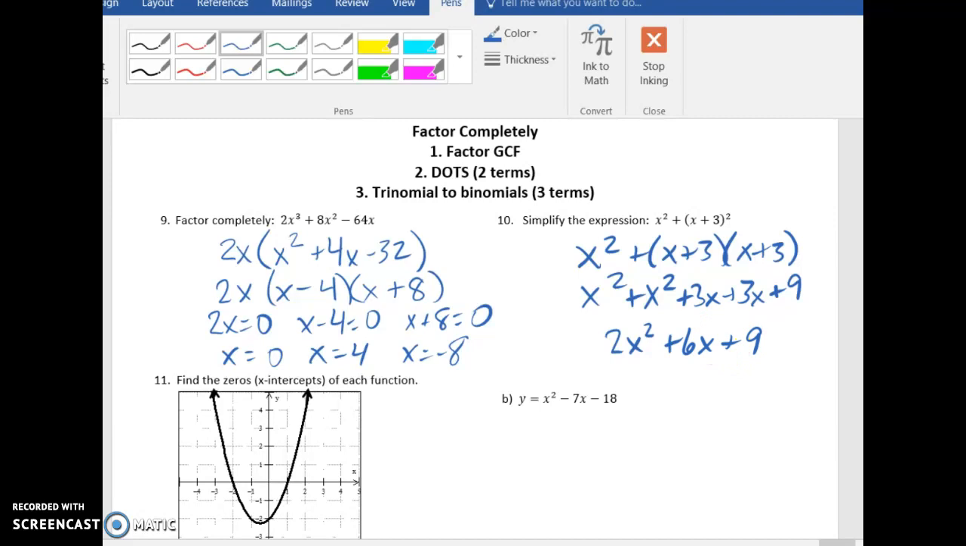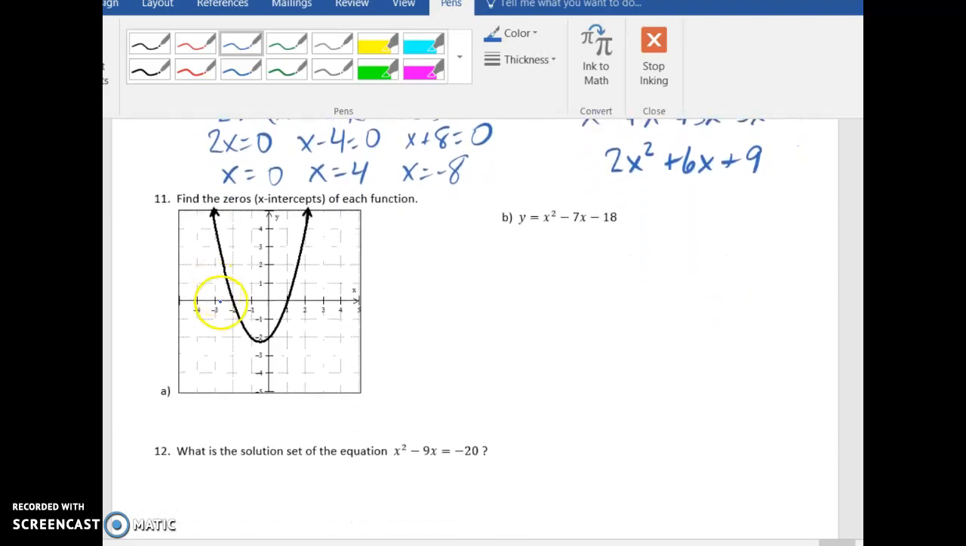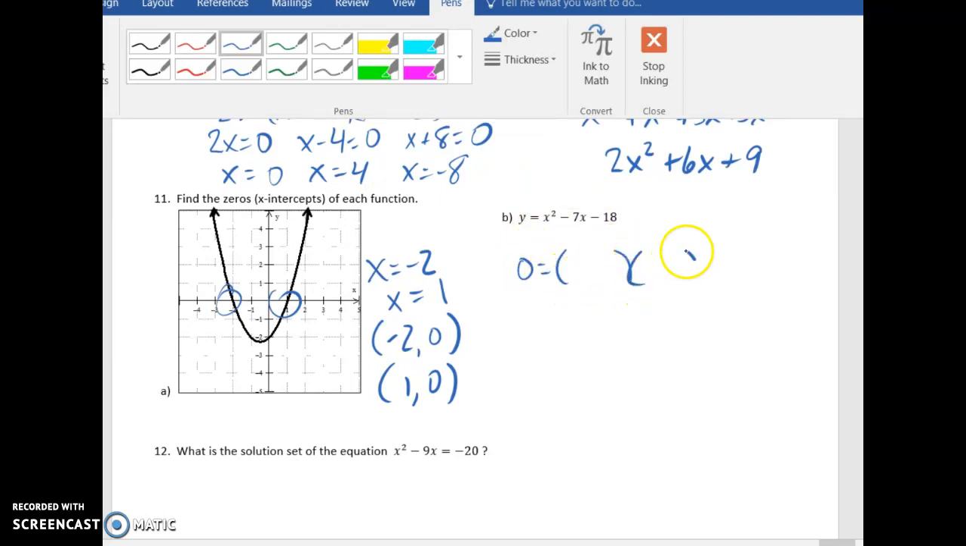Over here, as far as finding your zeros or x-intercepts of a graph, remember, that's simply just here and here. So it's x equals -2 and x equals 1. If you wanted to write those as ordered pairs, they would look like that.